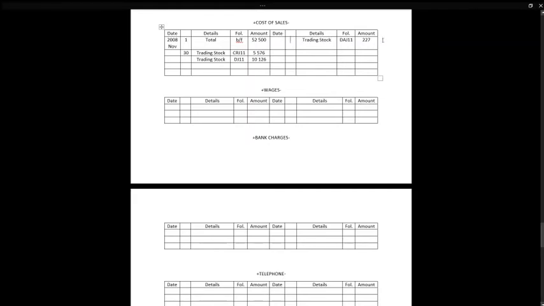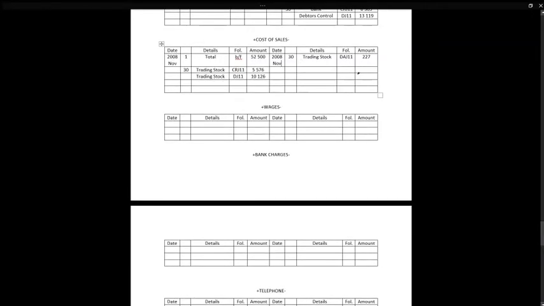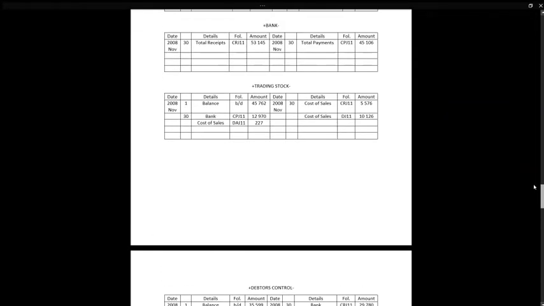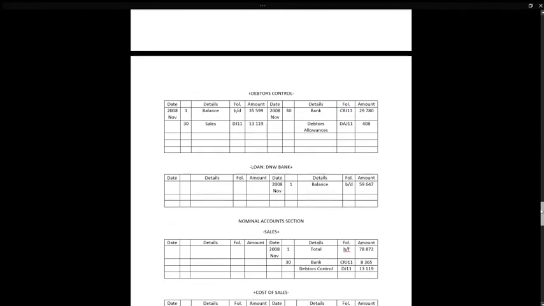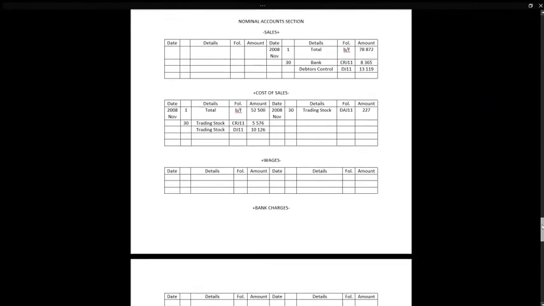Okay, this is a total of a column, therefore 30th November 2008. So cost of sales is being credited with that amount. If you want to find your debit, you'll need to go and have a look in trading stock. Let's test this theory. Trading stock, there's your debit. Okay, right, so we're done with cost of sales. I'll come back for the totaling.